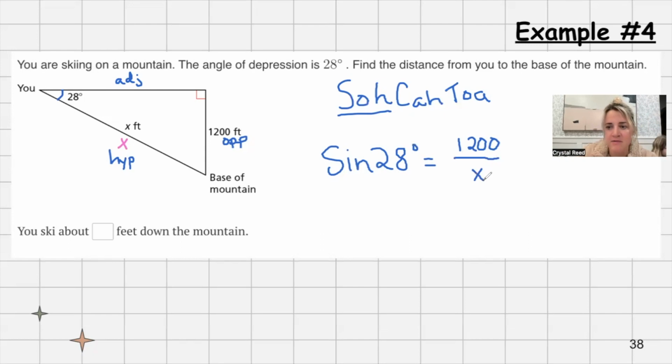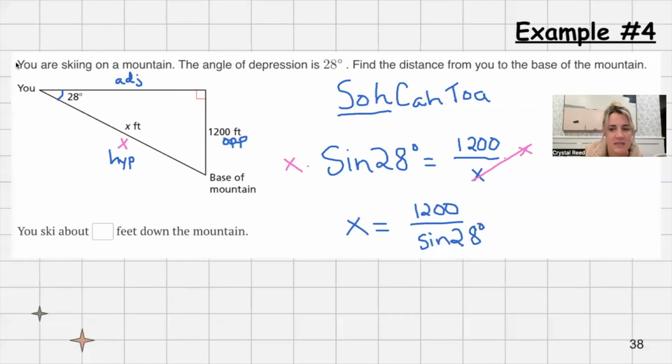This time that variable is in the denominator, so we'd have to do a little bit more work here. Multiply both sides by that x to get rid of it. And so then we're going to have to divide by that sine 28. So x equals 1200 divided by sine 28. Put that in your calculator and we have it.